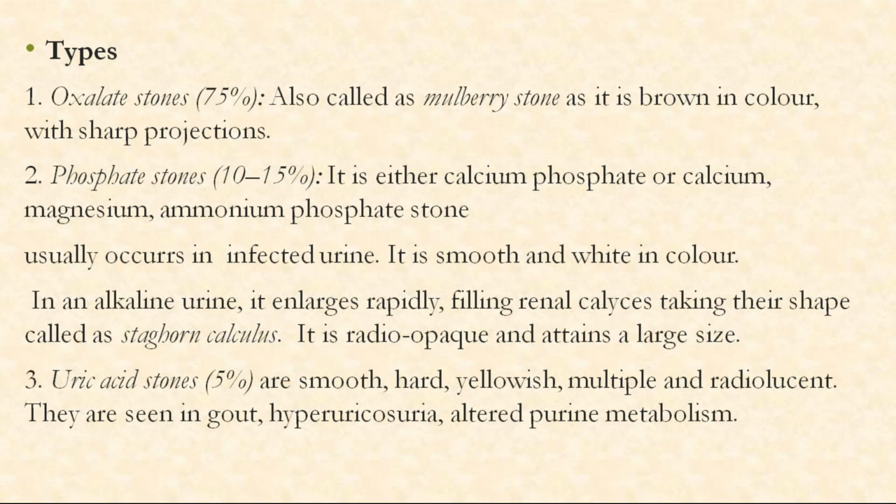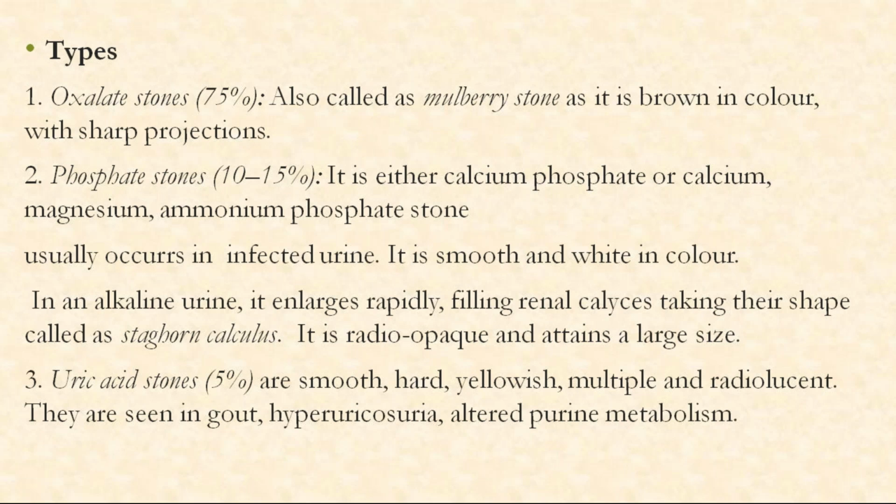The next type of stones are phosphate stones. The incidence is 10 to 15%. These phosphates are either calcium phosphate, calcium magnesium phosphate, or ammonium phosphate. These are smooth and white in color, whereas oxalates are brown in color. These are smooth in nature and white in color.